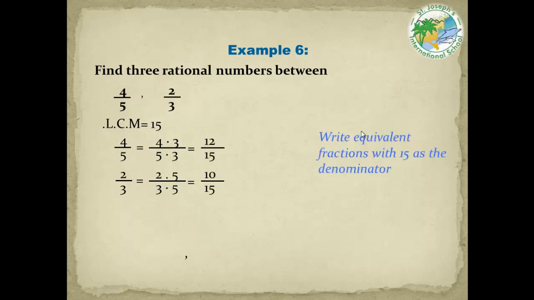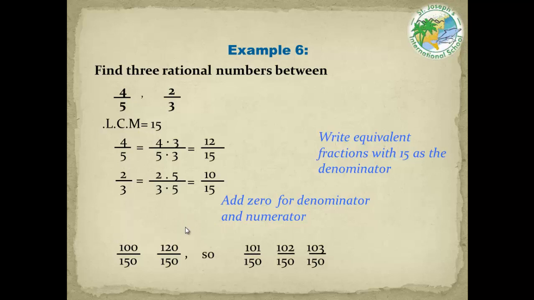How? Write the equivalent fractions with 15 as the denominator. Okay, we add 0 to the denominator and numerator. These are very important steps to find a rational number between any two fractions. We write 0 in both the numerator and denominator for the two fractions. Like for this fraction, 10, we write 0 for the numerator, 150, we write 0 for the denominator.